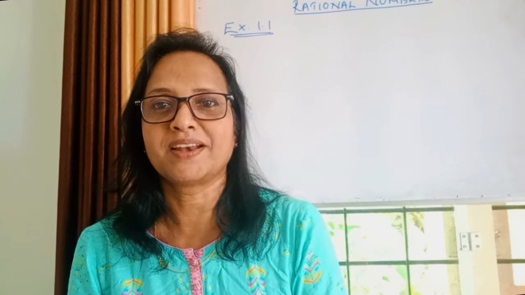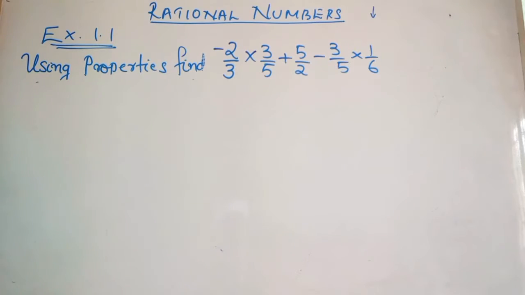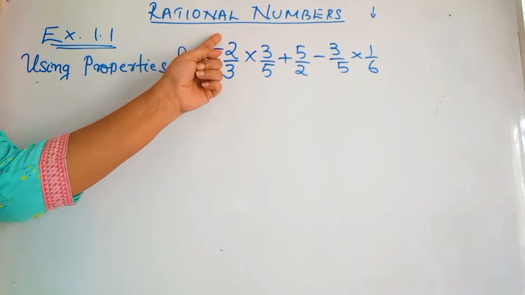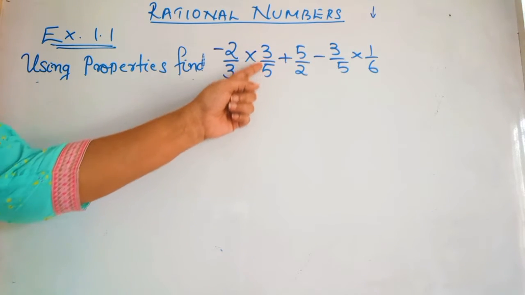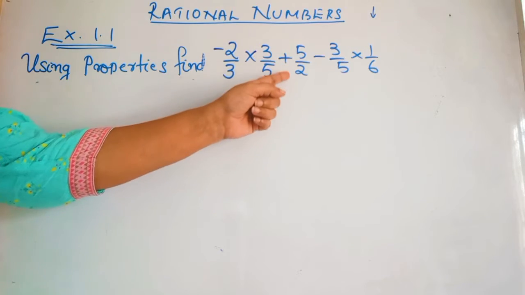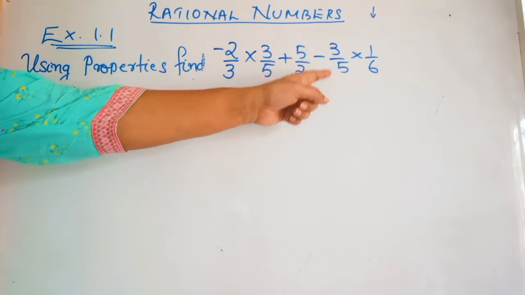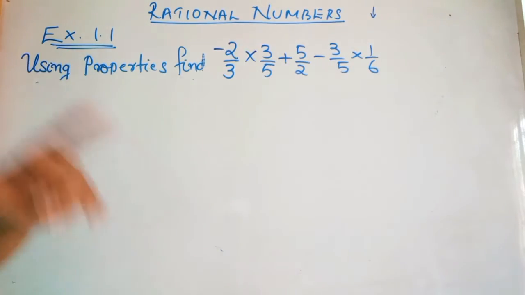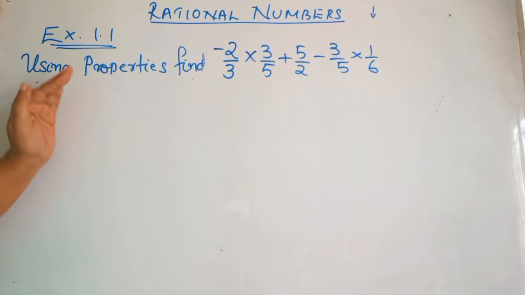Today I am going to discuss exercise 1.1 of rational numbers. Exercise 1.1, first question. Using properties, find minus 2 by 3 into 3 by 5 plus 5 by 2 minus 3 by 5 into 1 by 6. We need to apply the properties to solve this.